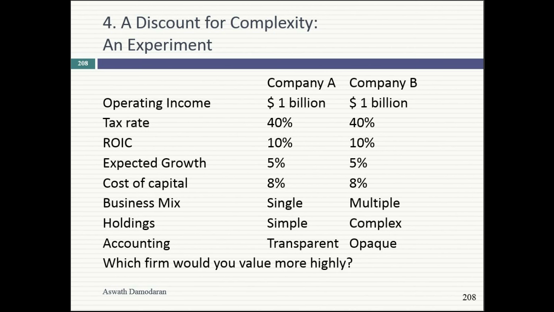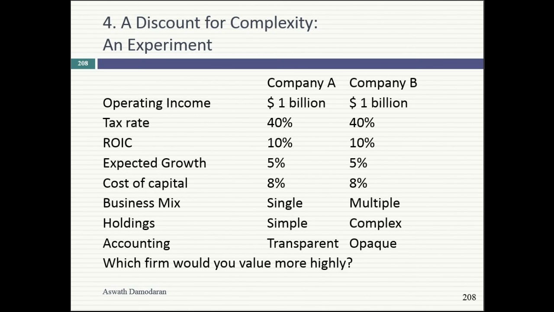So that's other assets. Now let's move to the fourth loose end. Talked about difficult to value companies. And some of you are finding this with your companies. So I'm going to set this problem up by showing you two companies. And the two companies are going to look exactly the same in terms of the numbers. Same income, same tax rate, same return on capital, same growth rate, same cost of capital. Numbers look exactly the same, but here's where they're different. The first company is in a single business, has a simple holding structure, so you see exactly what they own, and has transparent accounting. Transparent accounting in what sense? You read the accounting statements, they're telling you exactly what they do. You understand what they're doing.